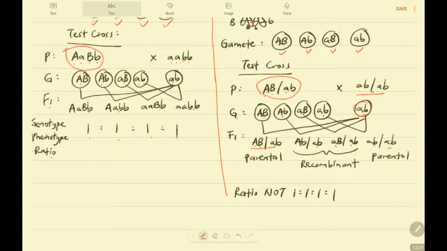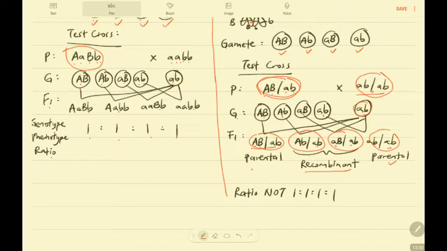We can see that this big A, big B, small a, small b is like this parent, so you call this the parental genotype. This small a, small b, small a, small b is the same as this one, so this is also a parental genotype. These are different from the parents, so you call them recombinant genotypes.